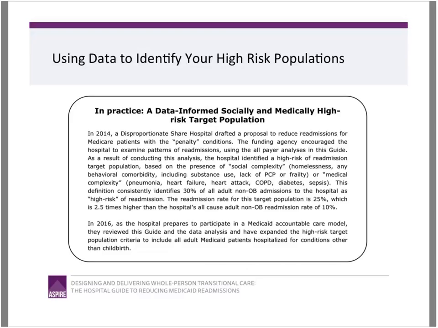So this work has now prepared them this year to move into getting ready to participate in a Medicaid accountable care model, and they have taken the advice from this guide to consider all Medicaid patients at high risk of readmission as they seek to expand their work to reduce readmissions for their entire hospital. So this is an example of how we hope you will use your own data to identify your own target populations based on what you really see in the data, not just on what the market incentives around you are suggesting.